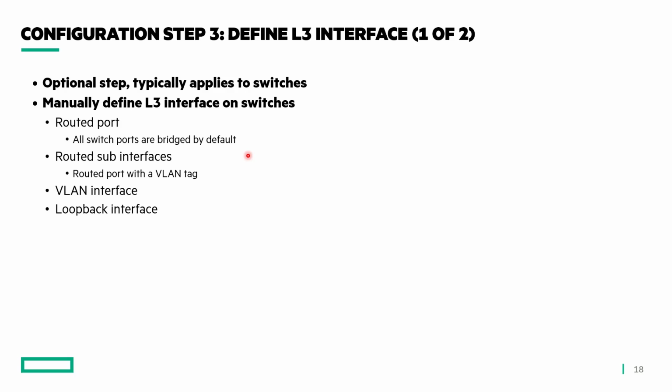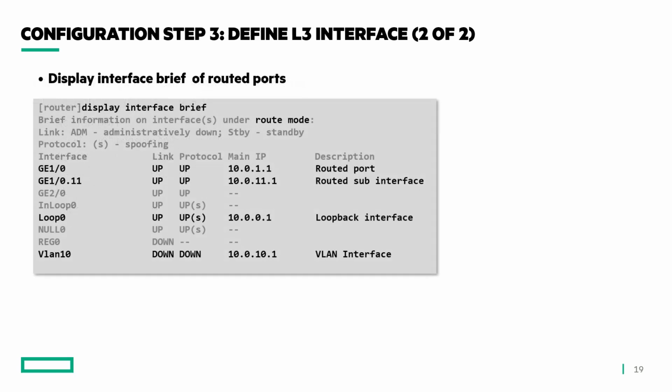Next one, we would like to configure a layer 3 interface. We're going to define that layer 3 interface. It can be a loopback, a switch virtual interface for a VLAN, a physical interface, a sub interface, and so on. So here we can see display interface brief. That's the command in Comware that will display all routed as well as layer 2 interfaces. This is a router basically. It has all routed interfaces. Now VLAN 10 is down, okay, because it's not mapped anywhere.